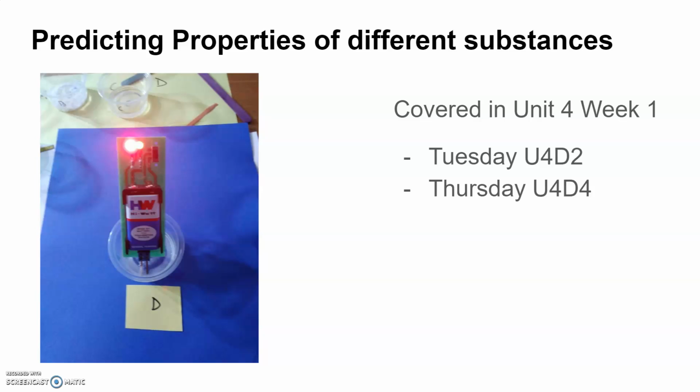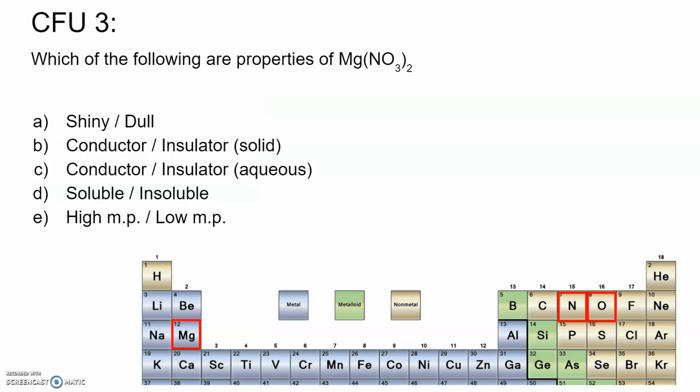All right, now we're going to talk about how we predict the properties of different substances, and those were also covered in Unit 4, Week 1, Tuesday and Thursday folders. So again, if you need to, you can review back there. So here's our primer CFU. This one does not count, but you want to think about it. So which of the following are properties of MgNO3, which is also known as magnesium nitrate? So you can pause the video now, and when you press play again, the answer will be revealed.